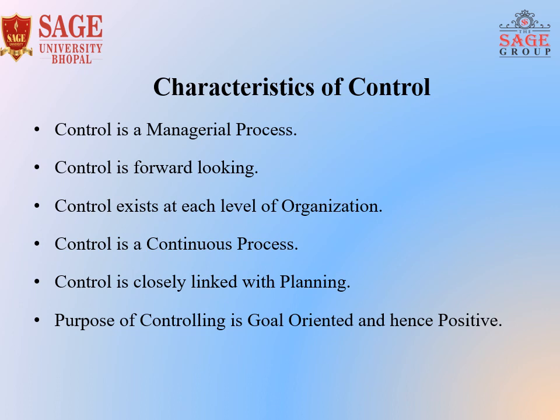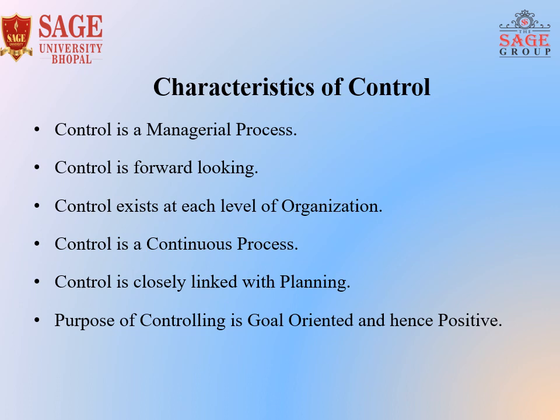There are some basic characteristics of control given in the slide. The basic characteristic is that control is a part of management. It's a major function of management, like planning, organizing, and directing. Controlling is also a function. In controlling, we are always looking forward. We always make future plans by learning from the past. We take corrective actions in the controlling process.